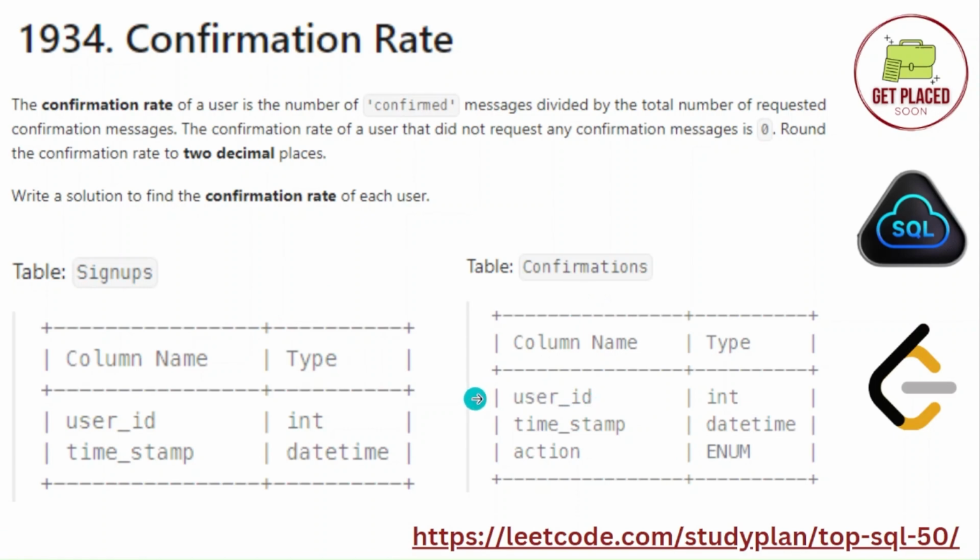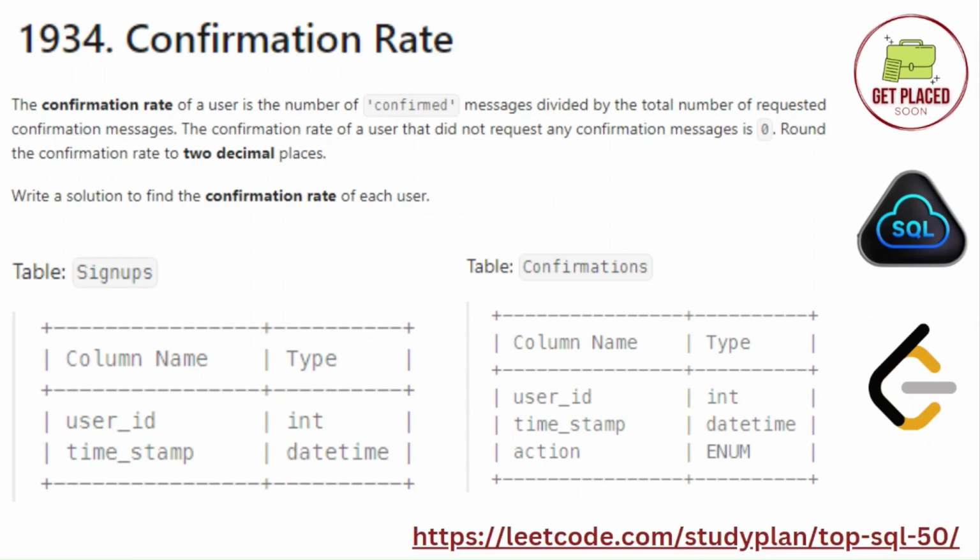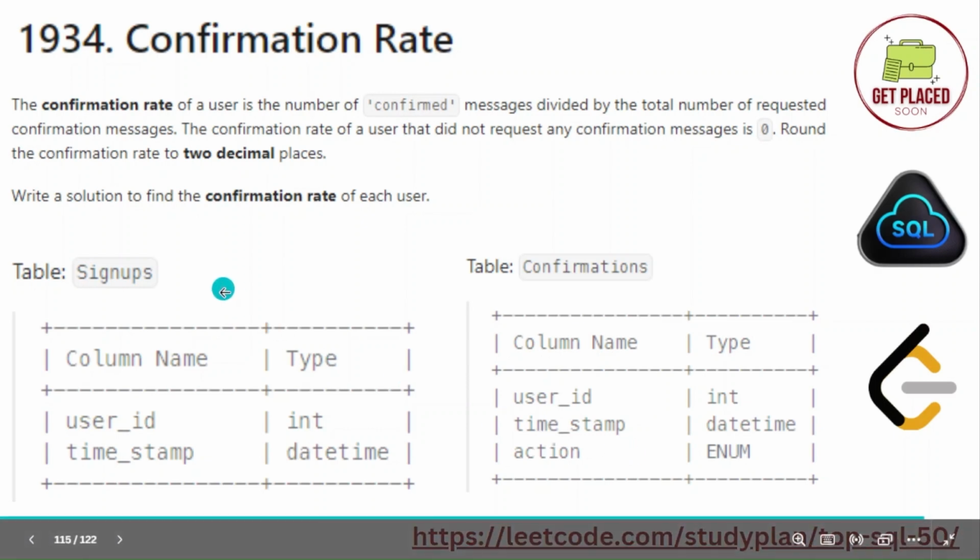So if a user has requested a confirmation, that user ID, the timestamp for that request, and the action will mention if the confirmation request has been approved or timed out. So the action column will consist of two things: either confirmed or timed out. Something like success or failed. Okay, so these are the two tables we have here.